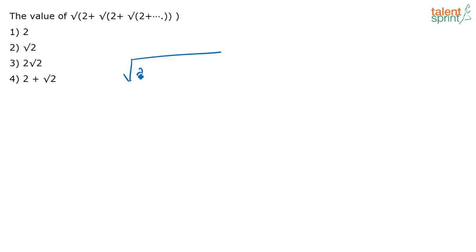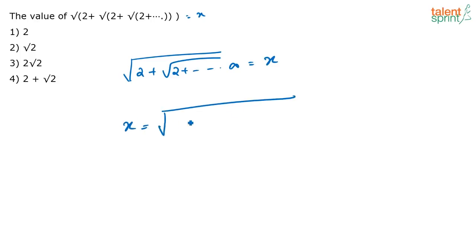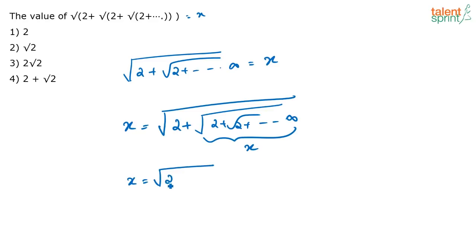You have root 2 plus etc. till infinity. If I take this value to be x, then this given expression is equal to x, or x is equal to root 2 plus, again what do I have inside? This is root 2 plus etc. up till infinity, and this term also is nothing but x. So x is equal to root of 2 plus x, or x squared is equal to 2 plus x, or x squared minus x minus 2 is equal to 0.